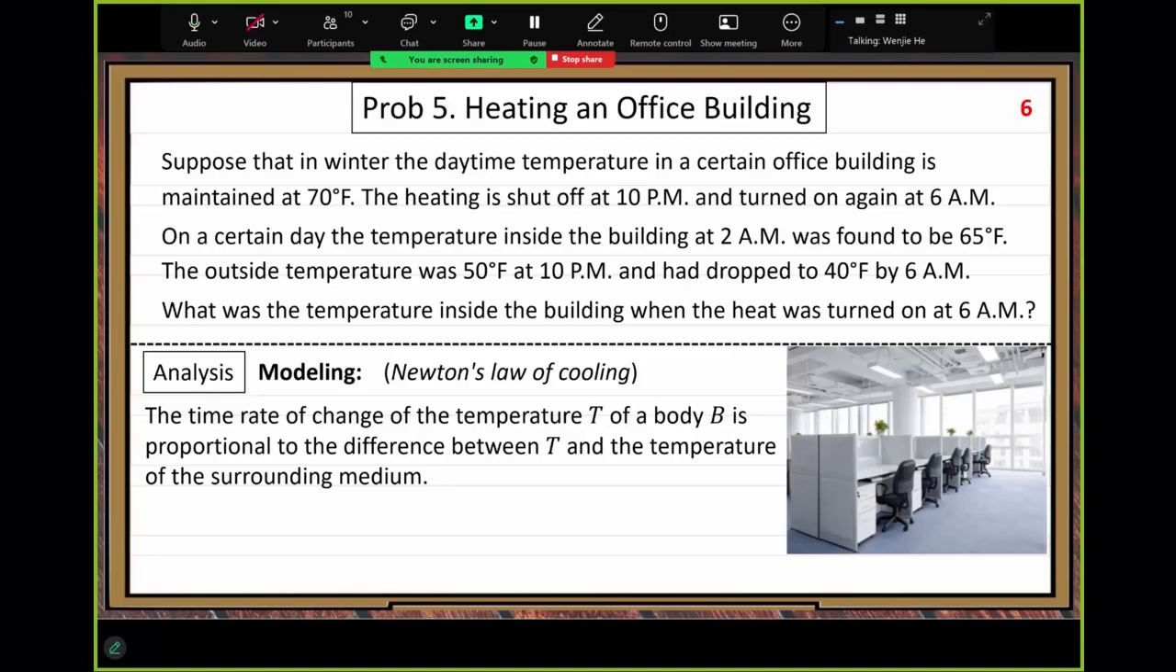Surrounding, the outside temperature, that's the surrounding, okay? Outside temperature surrounding the office. So that temperature also has some impact on the inside office temperature. So this is Newton's law of cooling. We use this physical law to set up the equation for this problem.